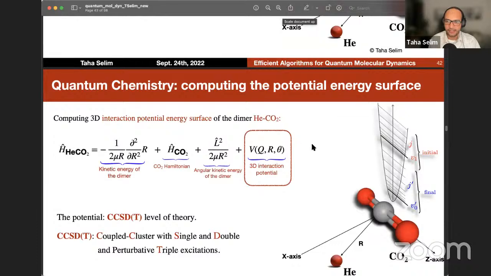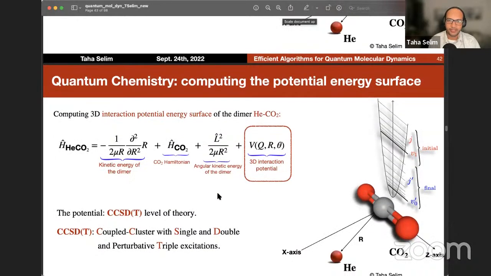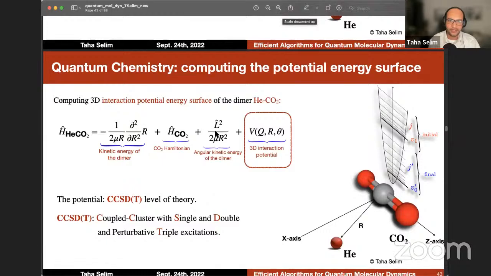So I see George saying that he still sees a block diagonal omega matrix on the screen. Is this the case for everyone, or is everyone seeing the Schrodinger equation?